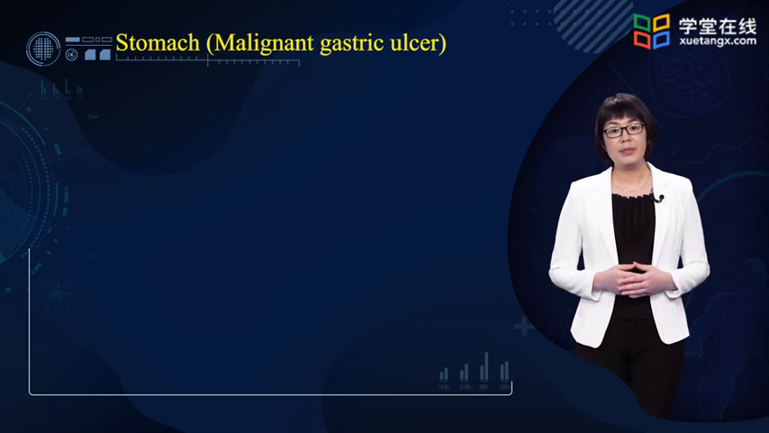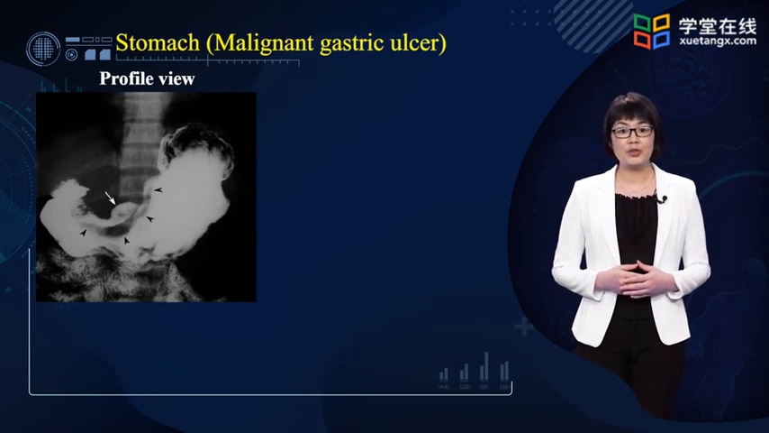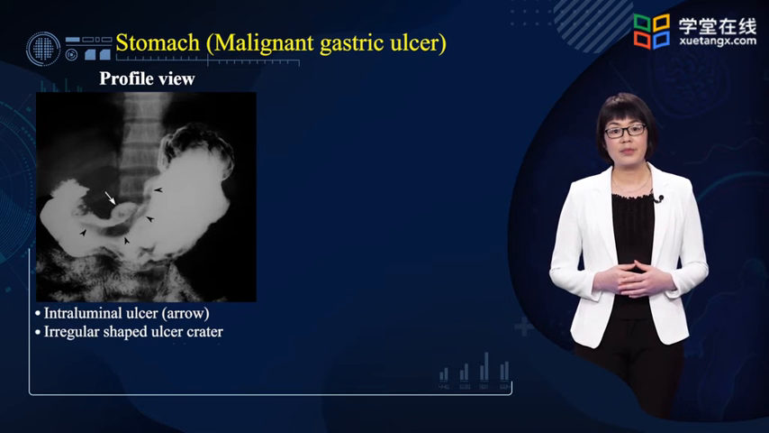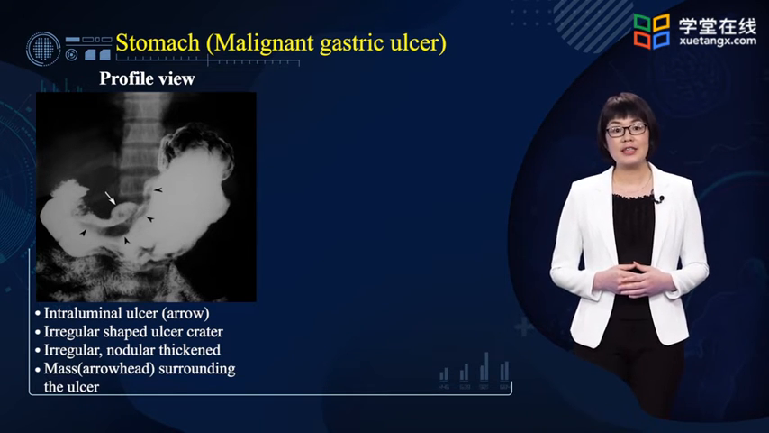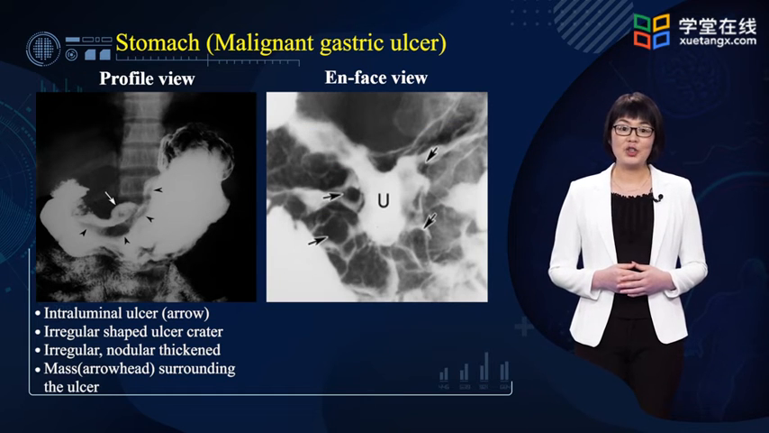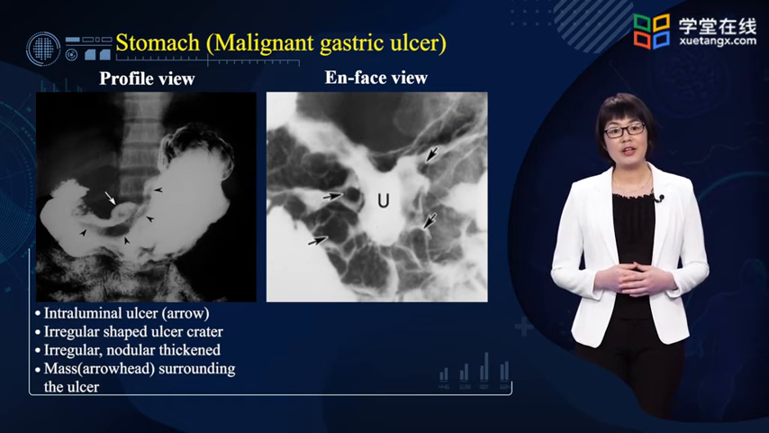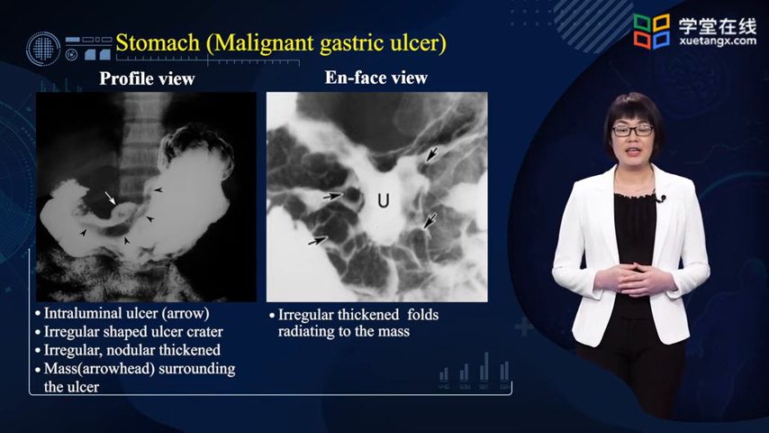Here is a malignant gastric ulcer. Profile view on the left shows an intraluminal ulcer with irregular and nodular thickened mass surrounding the ulcer. En face view on the right shows that the shape of the barium collection is not regular, with irregular thickened folds radiating to the mass.